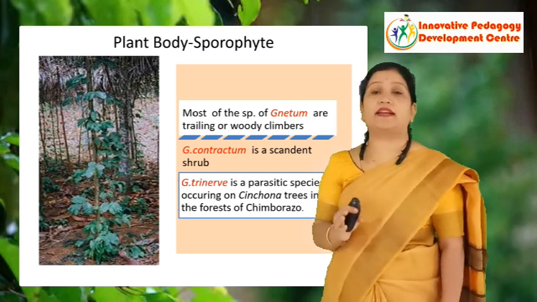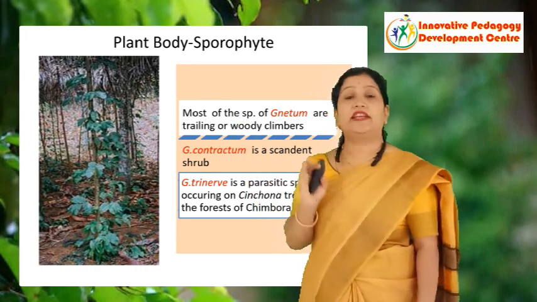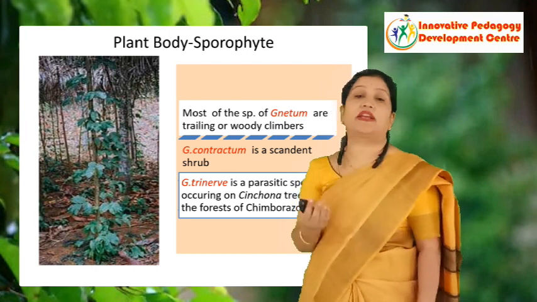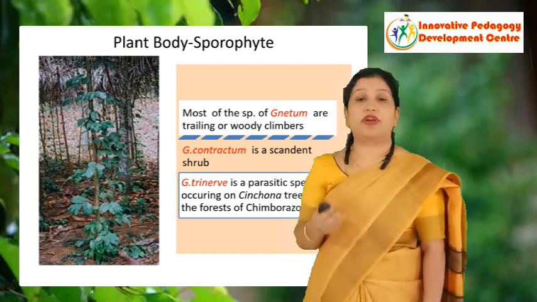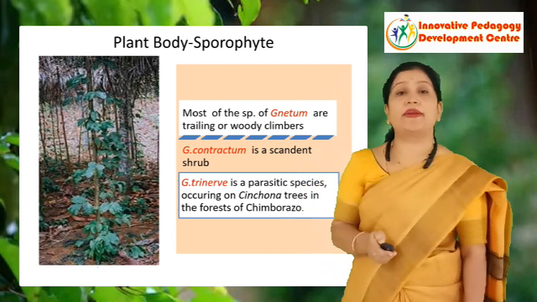The Gnetum contractum is a standard shrub, and you will be surprised to know that Gnetum trinerve is the parasitic species which is occurring in the cinchona tree or growing on a cinchona tree in the Chimborazo forest. So this is the plant body.